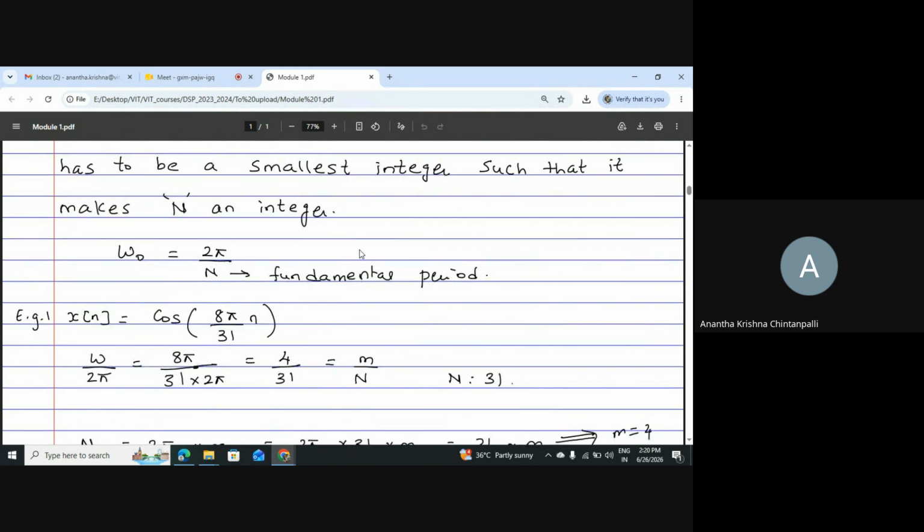So x of n is equal to cos of 8 pi by 31 n. Now I want to determine whether the signal is periodic, and if it is periodic, determine its fundamental period. Since it's a cos signal, obviously it's a periodic signal. So what we do here is omega divided by 2 pi. What is my omega here? This is cos of omega n, so omega is nothing but 8 pi by 31. 8 pi by 31 divided by 2 pi is 4 by 31. So this is a rational number, m by N, so N is equal to 31. Make sure that this is in simplified form.